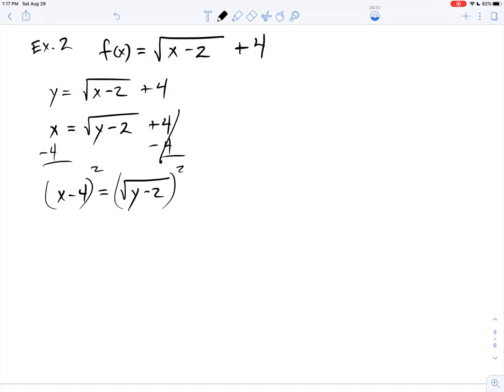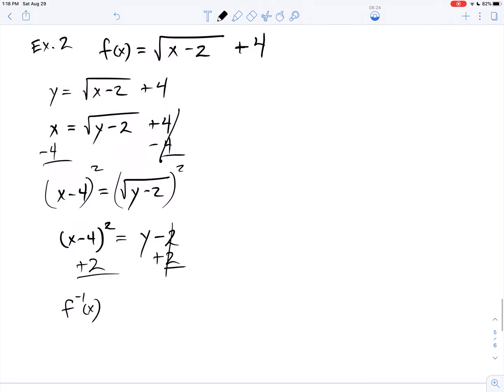And then I'm going to say, this means I have (x minus 4) squared equals, over here I got y minus 2. I'm going to add the 2. I'm going to add the 2. And then my new function is, well, I'm just going to cut to the chase. I'm going to substitute it back in and call you f inverse now. F inverse equals (x minus 4) squared plus 2.